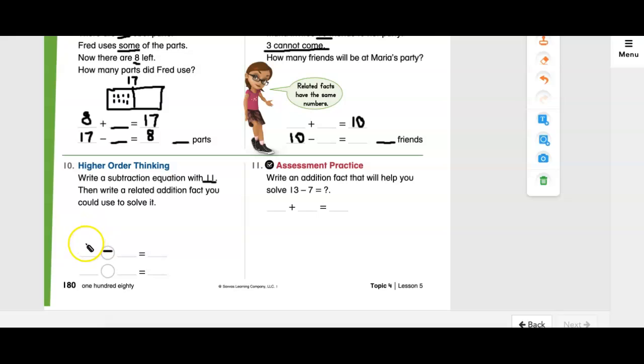So I want to write a subtraction equation using the number 11. I think I will use 11 minus 1 equals 10. So now I want you to write the addition fact that would help you solve this equation. So if 11 minus 1 is equal to 10, using the same fact family, so these same three numbers, what equation could you write to help me solve for 11?